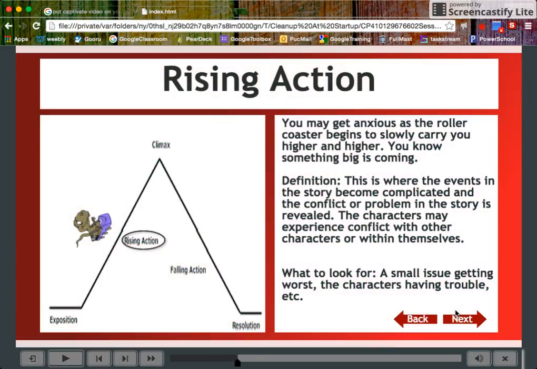Rising action. You may get anxious as the roller coaster begins to slowly carry you higher and higher. You know something big is coming. Definition. This is where the events in the story become complicated and the conflict or problem in the story is revealed. The characters may experience conflict with other characters or within themselves. What to look for. A small issue getting worse, the characters having trouble, etc.